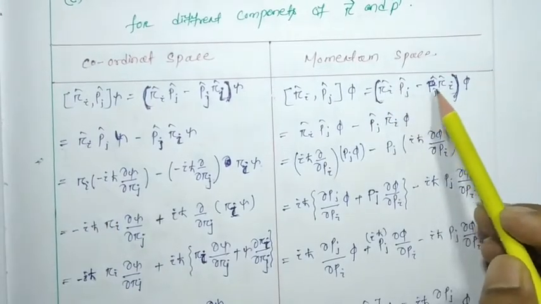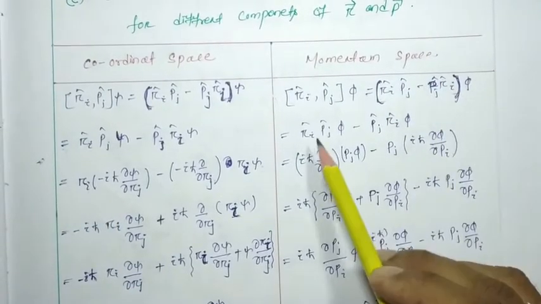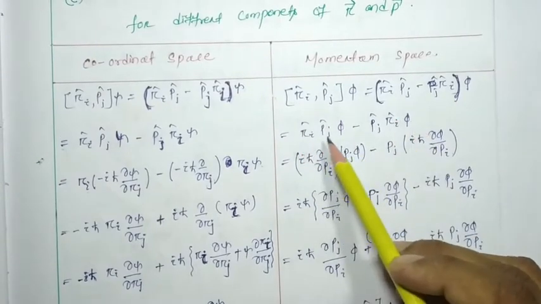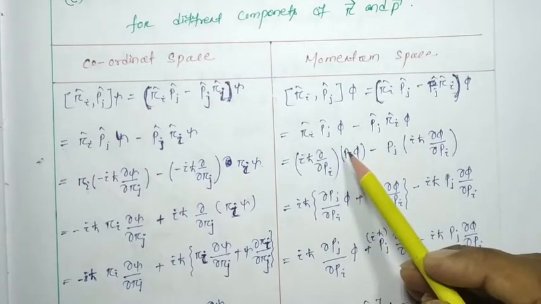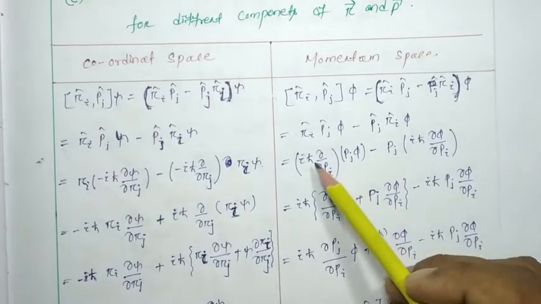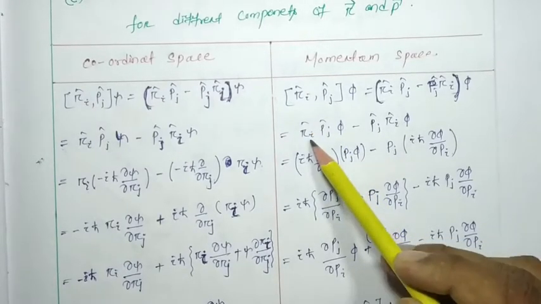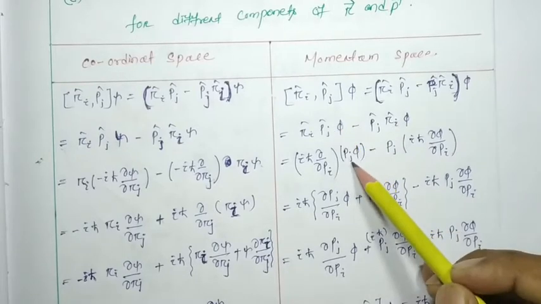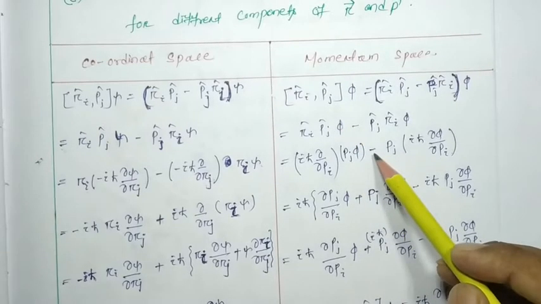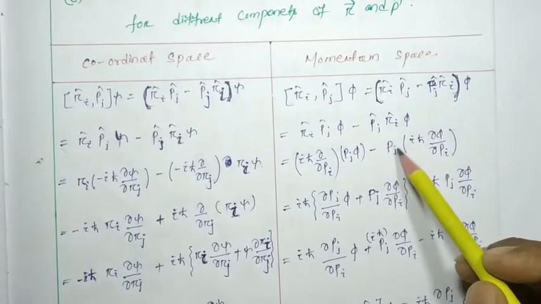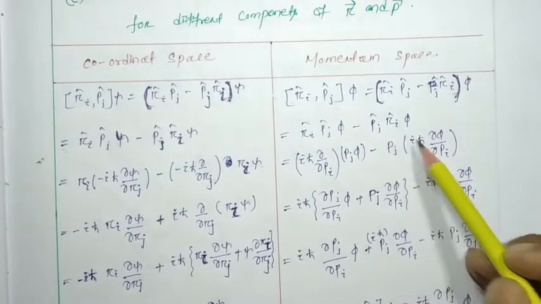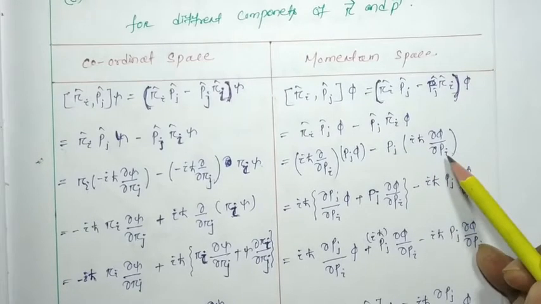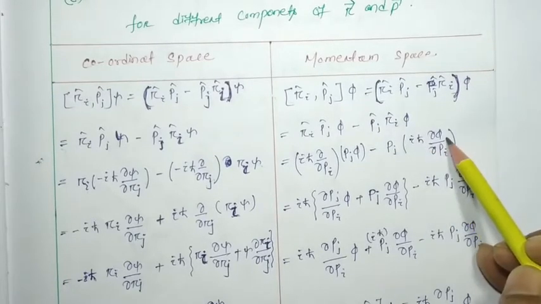R_i P_j φ minus P_j R_i φ. So I am going to write the values. The R_i value in momentum space is iℏ ∂/∂P_i. The P_j value in momentum space will be only P_j, so P_j φ minus P_j, and the first R_i value will be iℏ ∂/∂P_i, which will be operated over φ.